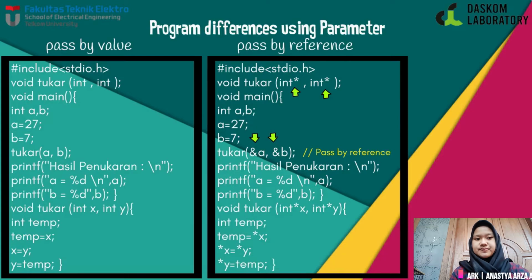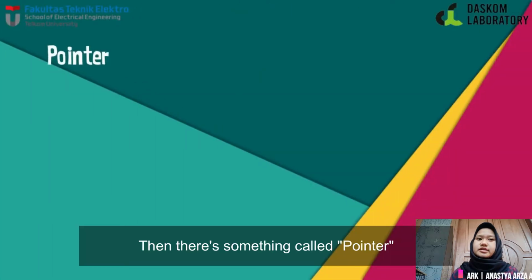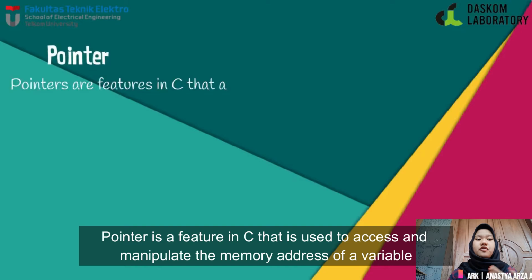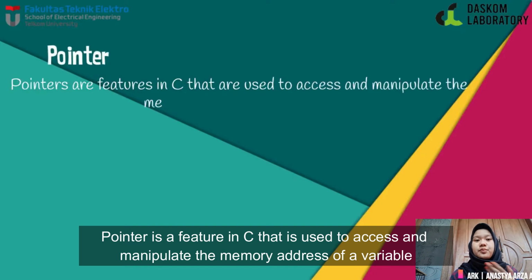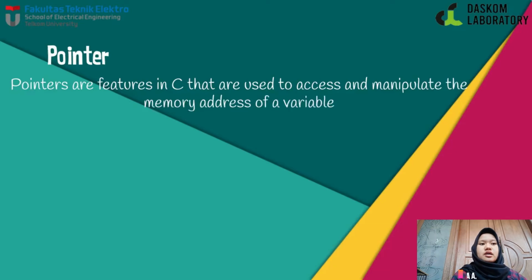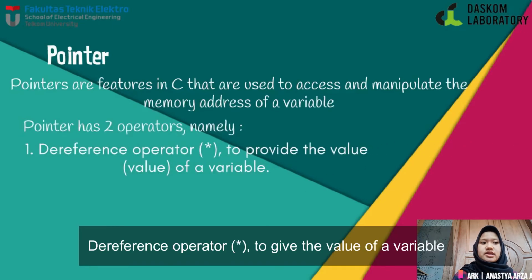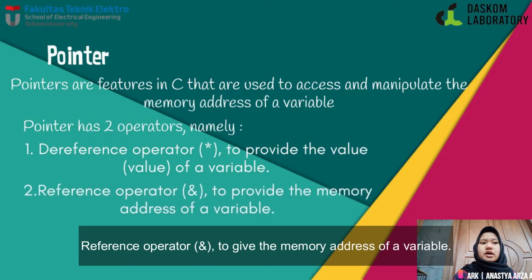Okay, then there's something called a pointer. What is a pointer? A pointer is a feature in C that is used to access and manipulate the memory address of a variable. The pointer has two operators: one is the dereference operator, to give the value of a variable, and two is the reference operator, to give the memory address of a variable.